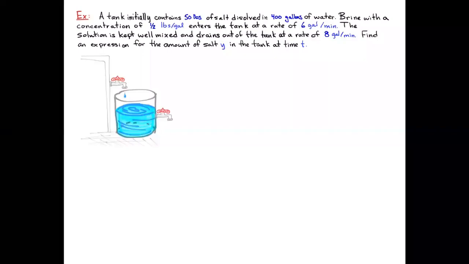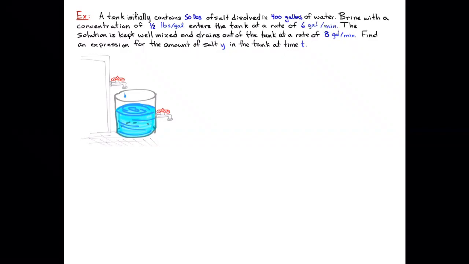This problem takes us into differential equations. We want to set up and solve the differential equation that will give us the amount of salt in this tank at time t. This tank initially contains 50 pounds of salt dissolved in 400 gallons of water. Brine with a concentration of 1/2 pounds per gallon enters the tank at a rate of 6 gallons per minute. The solution is kept well mixed and drains out of the tank at a rate of 8 gallons per minute. Find an expression for the amount of salt Y in the tank at time t.